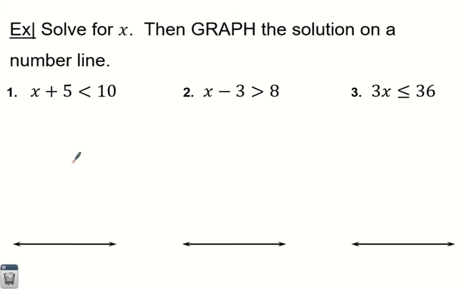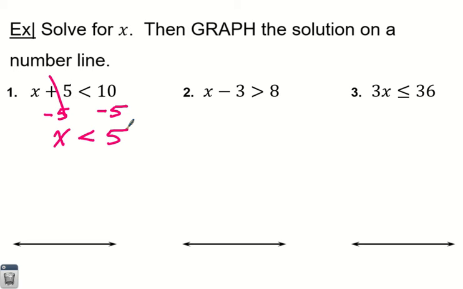Solve for x. Then graph the solution on a number line. Okay, so this one, very simple. We've done this 100 times. Looks like we have to subtract 5 from both sides to get the x alone. So 10 minus 5 is 5. And so that's the solution once x is by itself, so x is less than 5.